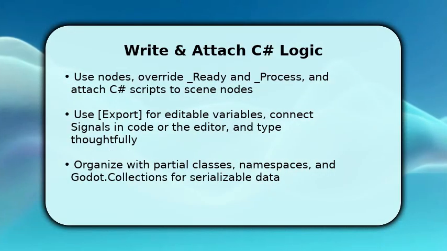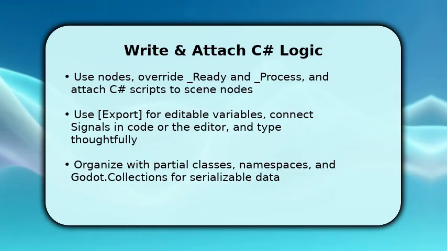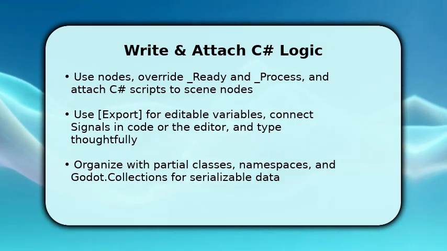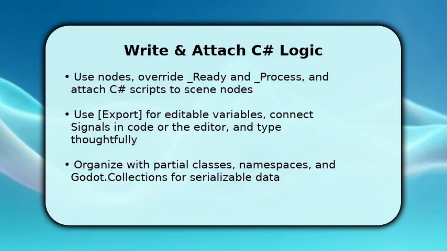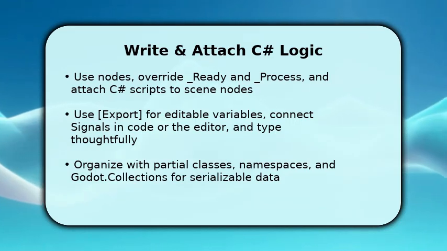You now write gameplay logic. Open the generated CS files, override methods like _Ready and _Process, and attach scripts to nodes. Once attached, use Export to expose variables to the inspector and connect signals programmatically with Connect or via the editor. This keeps wiring explicit.